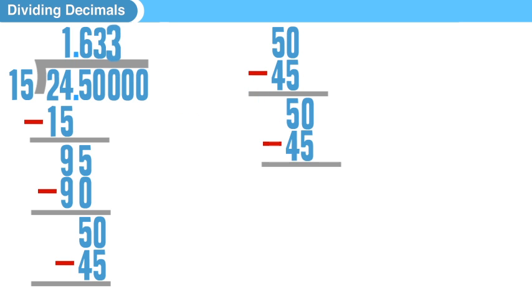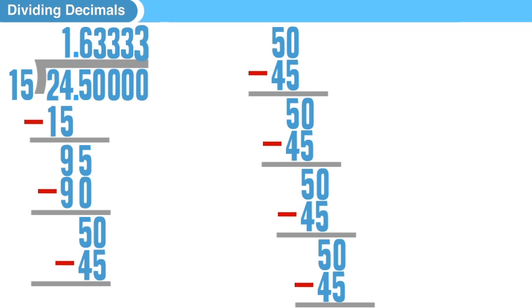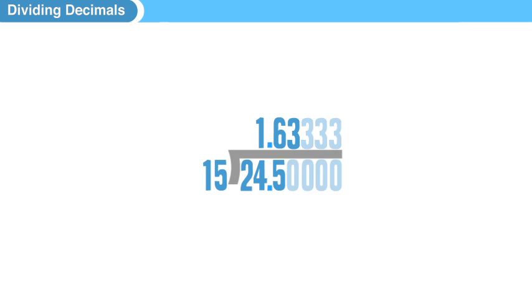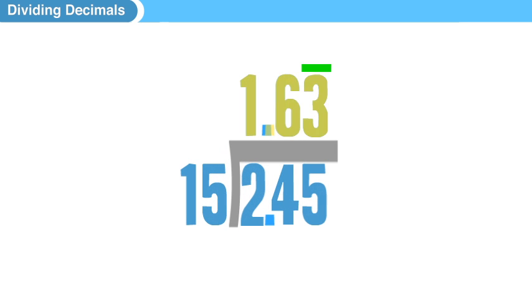Well, you'll see that you get this unending stream of 50 minus 45, and you're going to get 3 on to infinity. So this is one of those cases where we can stop. We can stop and say this decimal is going to keep repeating. So we have 1.63 repeating as our answer.